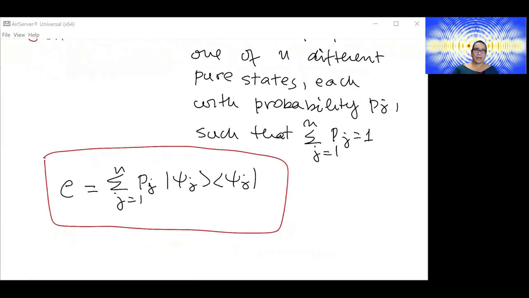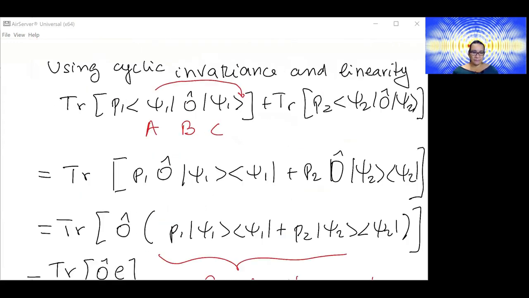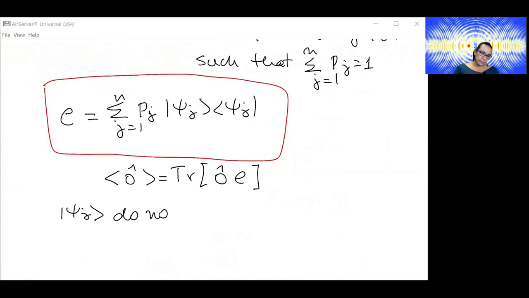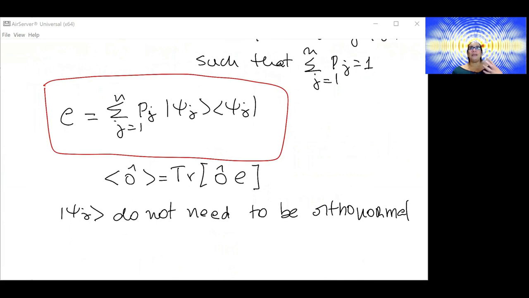And we can also say that the expectation value of an operator is equal to the trace of the operator applied to the density matrix. Note that nowhere in this derivation, which started here, we assumed that the states were orthonormal. So psi j do not need to be orthonormal up to this point, at least not. It can be in the future. You're going to see that if you assume they are orthonormal, this may be advantageous to you, but you don't need to assume this right now.